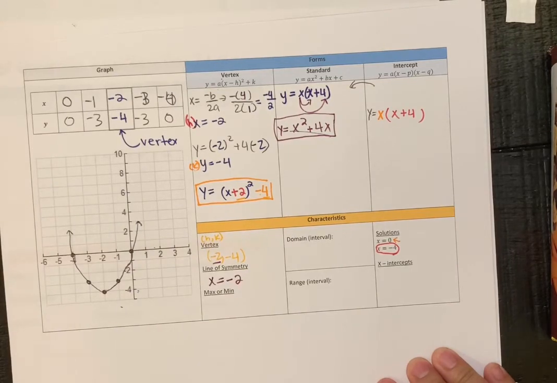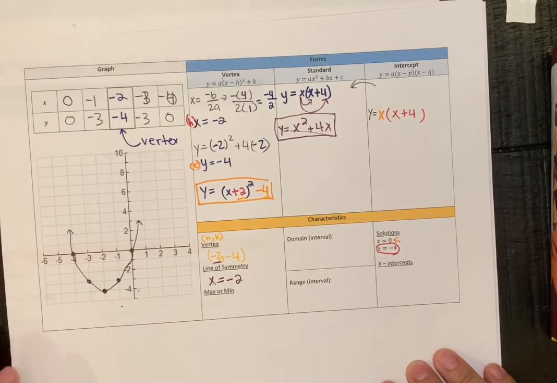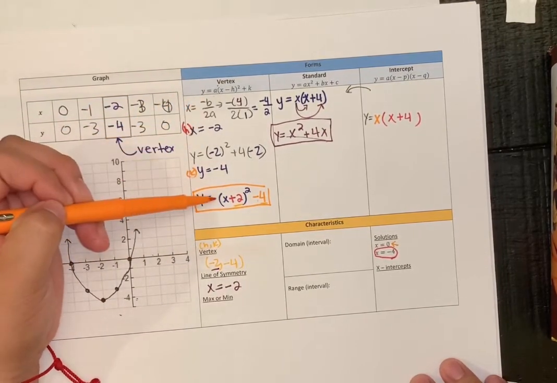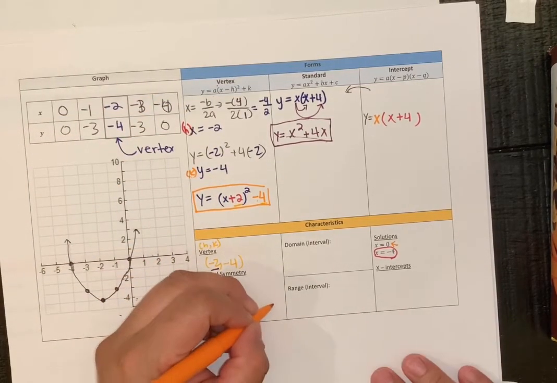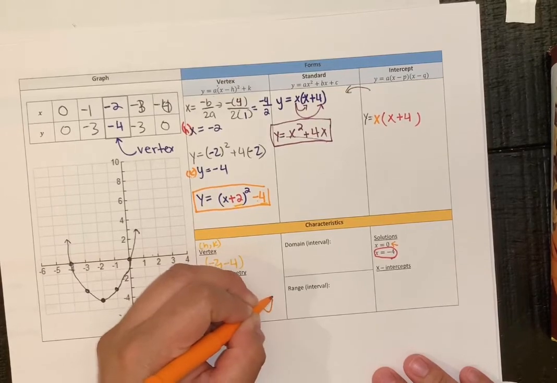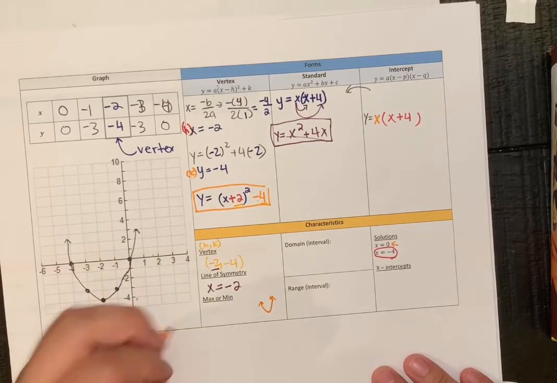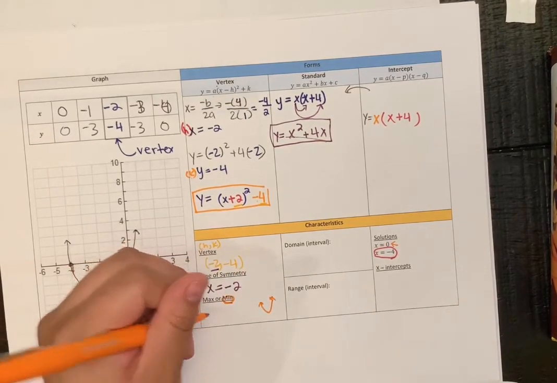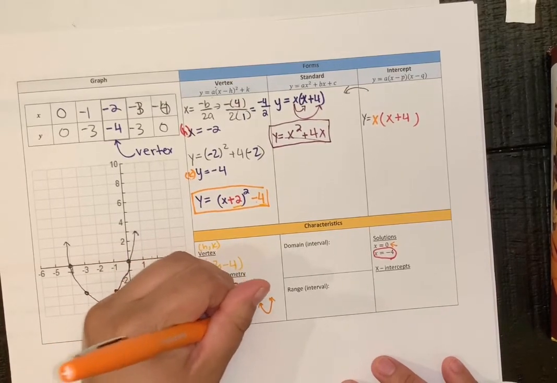And now we can clearly see that we have a minimum again. Another way of knowing that we had a minimum is that we don't have a negative in the front. So since we don't have a negative in the front, we should already know that our graph is happy. And when our graph is happy, we have a minimum at negative 2, negative 4.